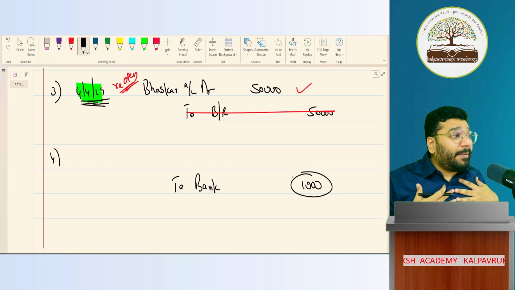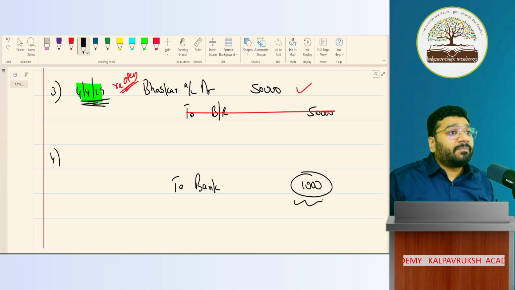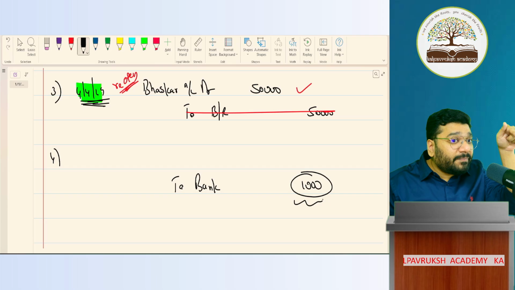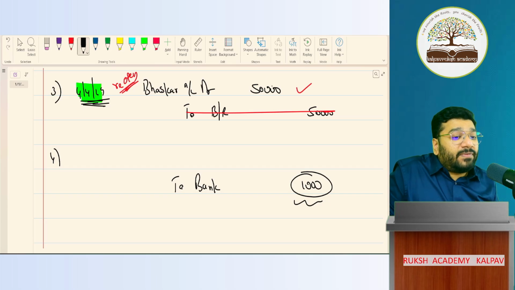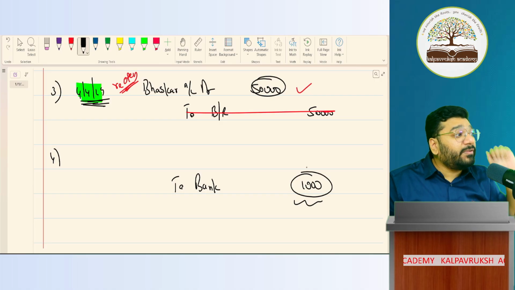Did the dishonourment happen because of Amar or Bhaskar? Bhaskar. But who has paid the money? Amar. So Amar will recover this money from Bhaskar. When will I recover? In future, along with this 50,000, I will recover. Anything that I recover in future is an asset. To create an asset, give a debit.